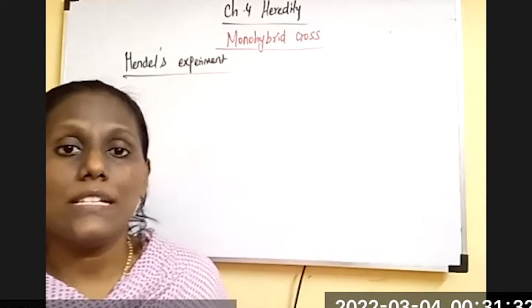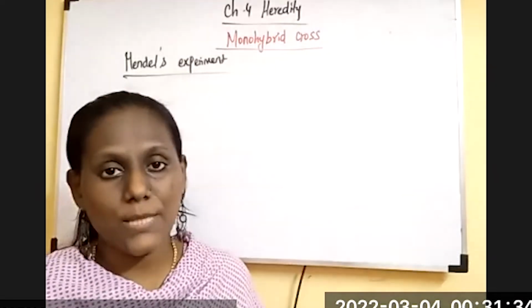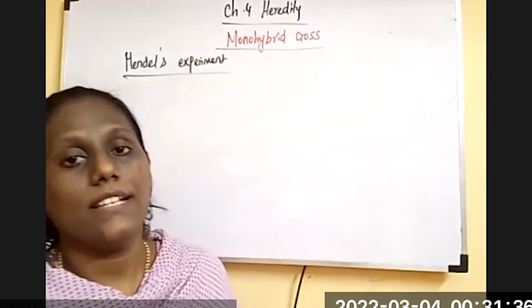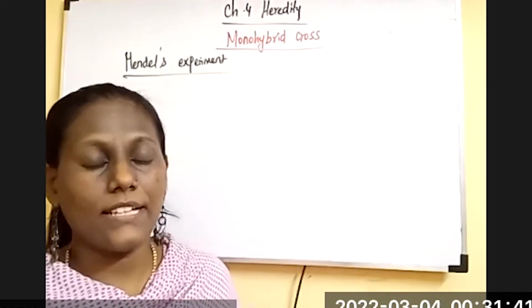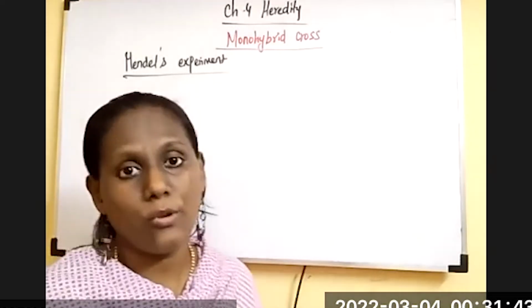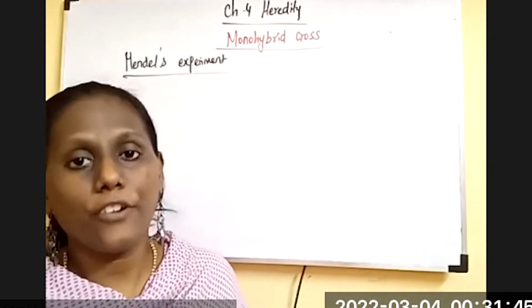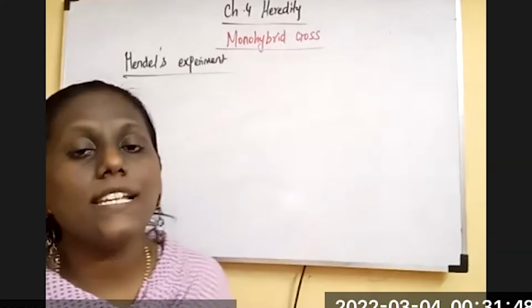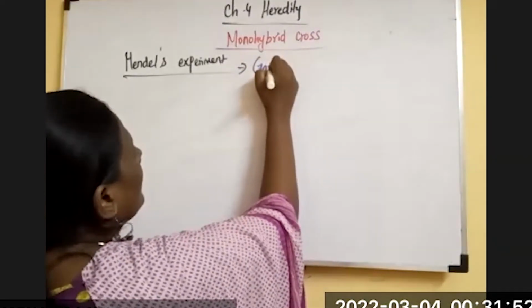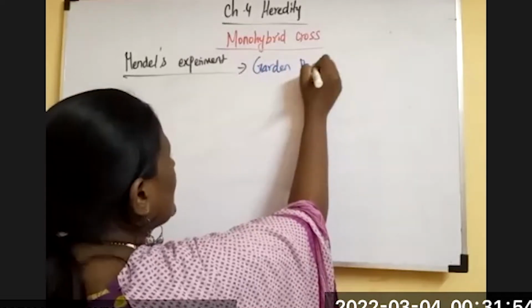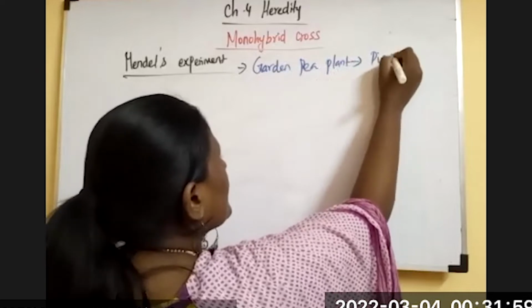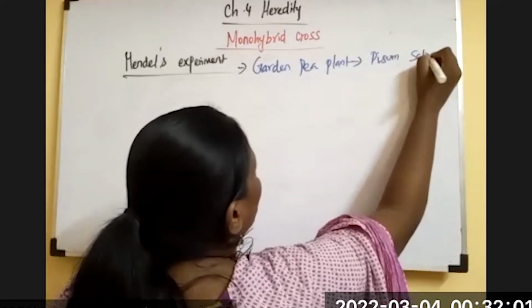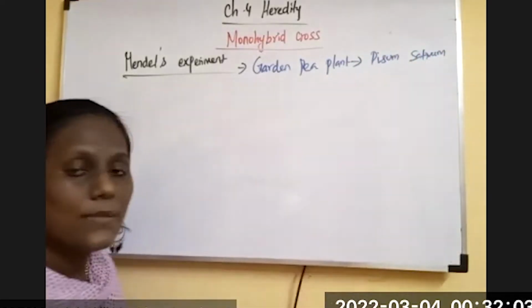He wanted to show that the transmission of character is universal. So with the calculation, he did an experimental proof to learn more about the transmission of characters. And for that, he chose a plant called the garden pea plant. It's nothing but the pea plant, the green peas that we eat. The botanical name for this garden pea plant is Pisum sativum.